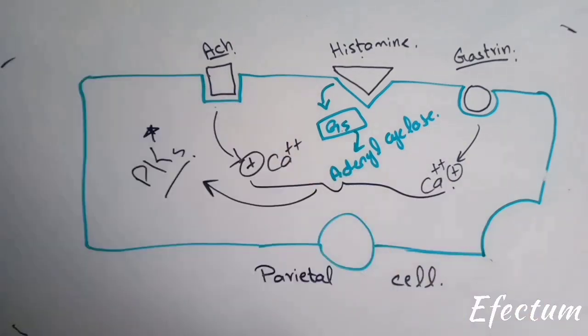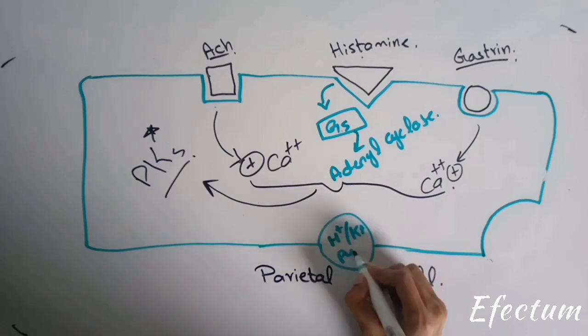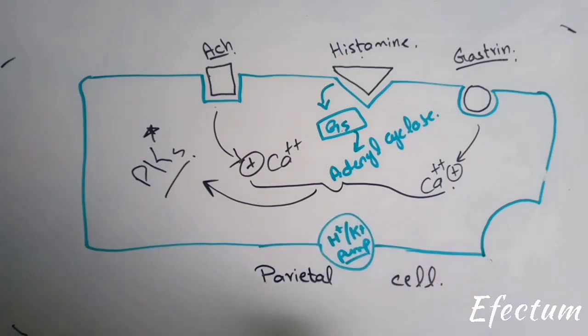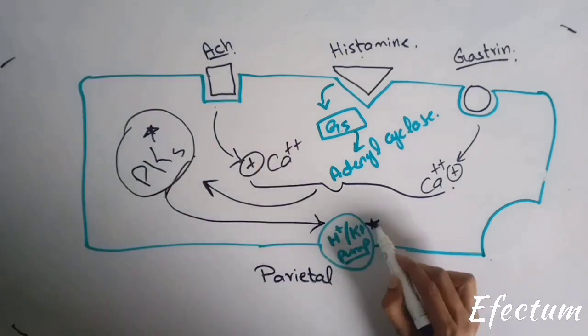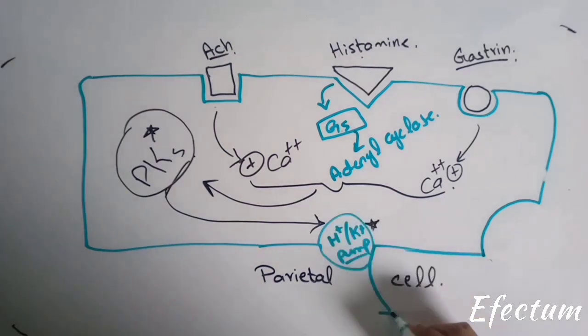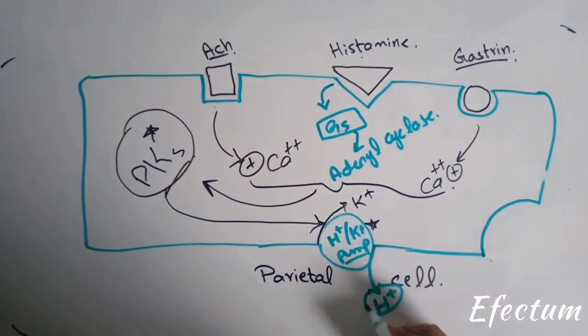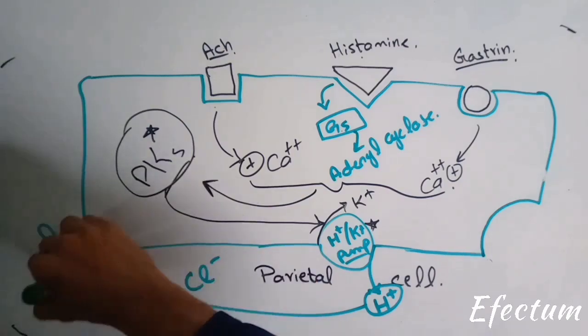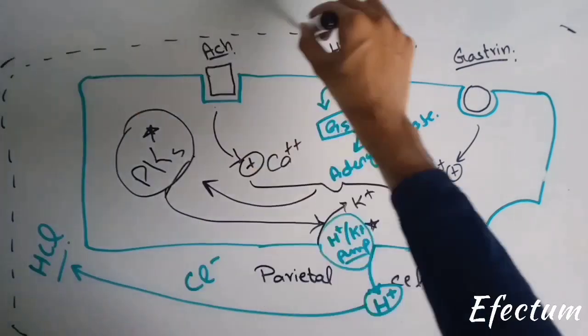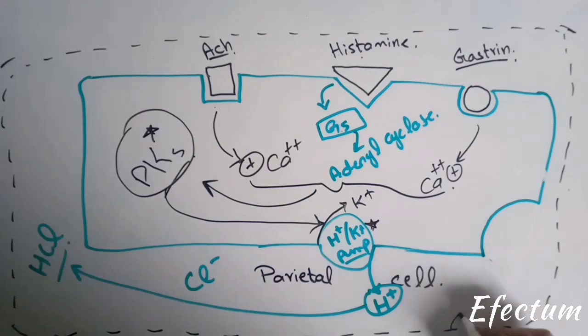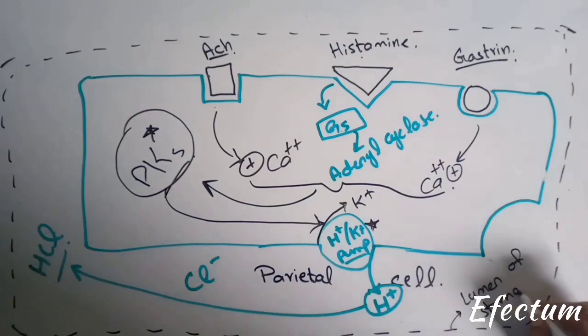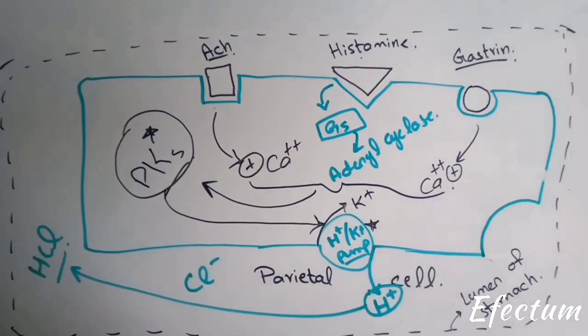Increased calcium concentration and adenyl cyclase stimulate PKAs, and as a result PKA will stimulate the hydrogen-potassium pump, and hydrogen will be released from the parietal cell into the lumen of the stomach, and potassium will be taken in. This hydrogen will combine with the chloride ion and cause HCl production. Here we have the lumen of the stomach.